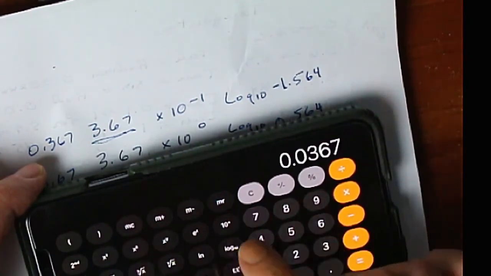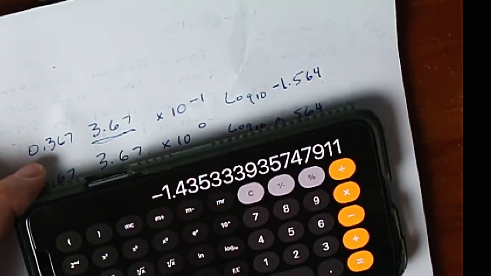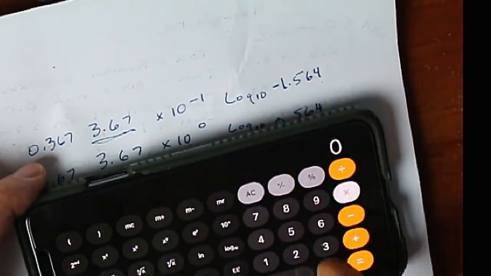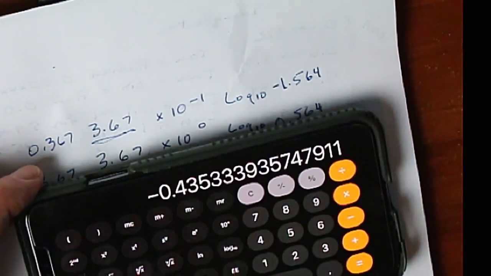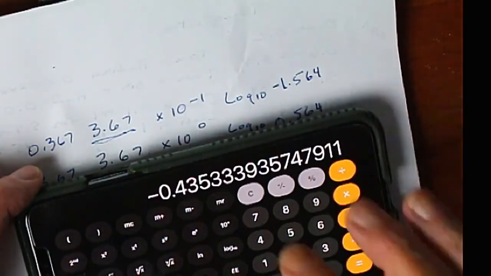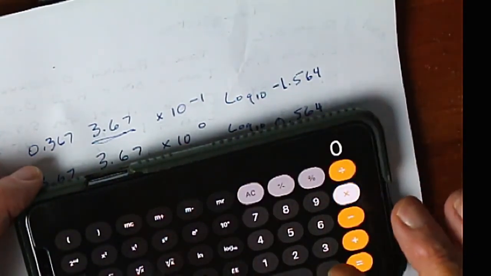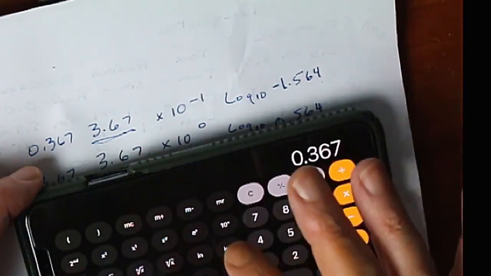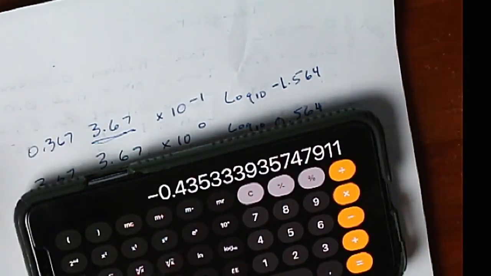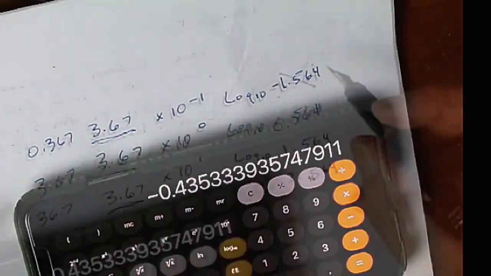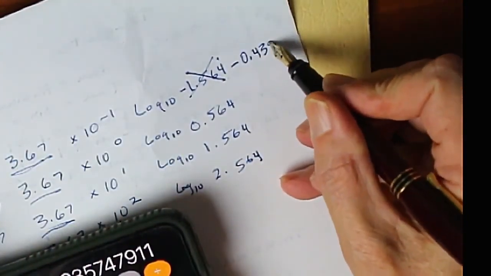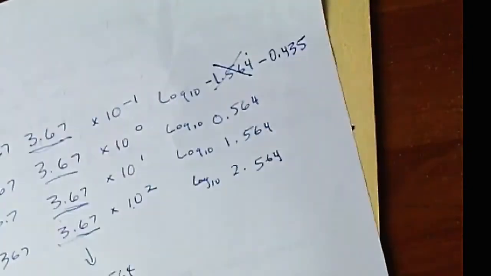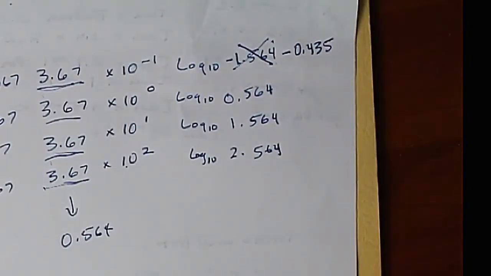Now, 0.367, and we're going to do log 10. Ooh, that doesn't look right. Let's do that one again. 0.367, log 10. We got a different number. Do it one more time just to make sure. 0.367, log 10. Yep. So that's wrong. That's actually negative 0.435. Now, why is that? Let's go over to the board and find out.